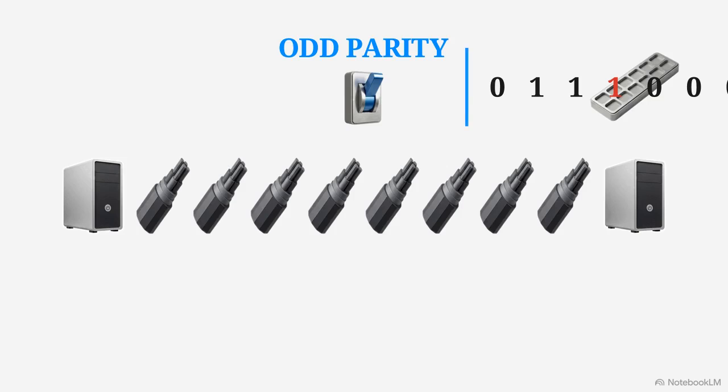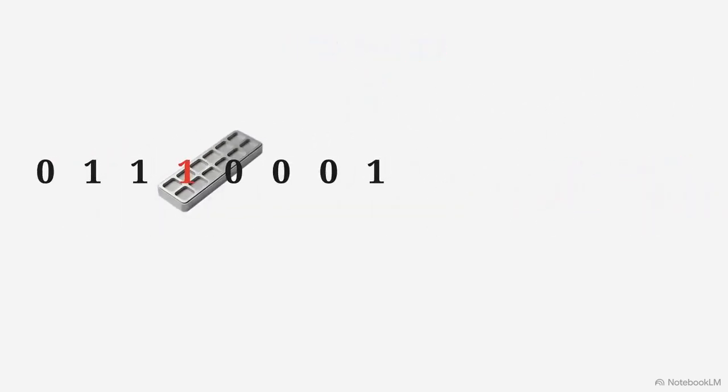When the receiving device collects the byte, it doesn't just accept it blindly. It runs a scan, counting up the ones to verify the data against the agreed-upon rule. In this case, it counts 4 ones. The devices agreed to odd parity, but 4 is an even number. The math doesn't check out, which tells the receiver that the data has been corrupted.